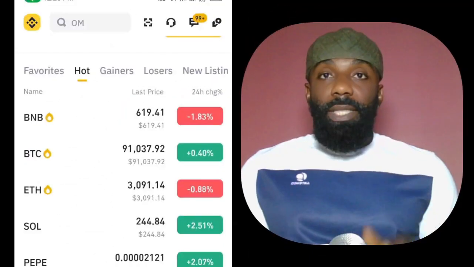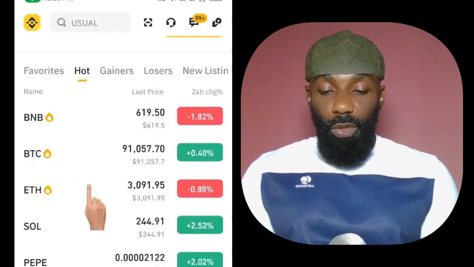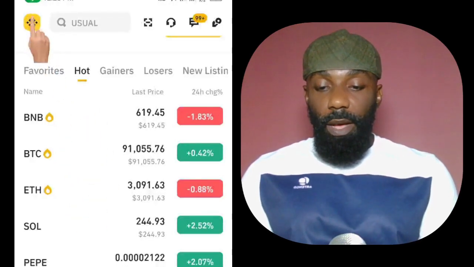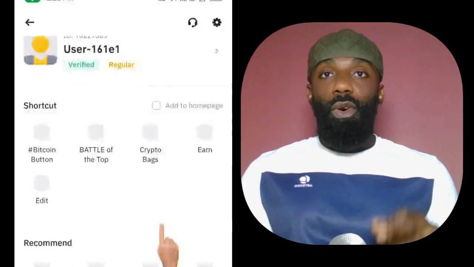Let me show you all you need to know about Binance copy trading. Let's go. So we're going to get started. Here is the platform of Binance. Okay, this is Binance platform. So what we're going to be doing is this. Let's click on this button here. Now we'll click on this button here, then we're going to look for copy trading.